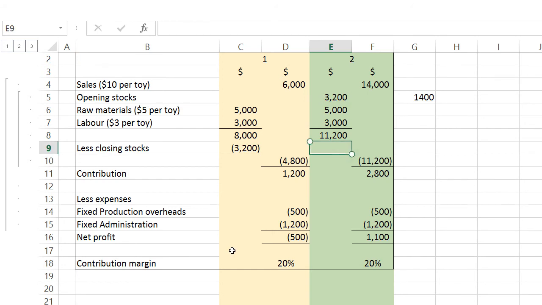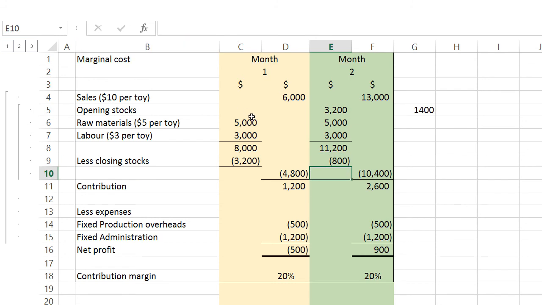Right, what happens if we have some closing stocks? Instead of selling 1,004, you sold 1,003. That means revenue will be 13,000, which will result in you having closing stock of 100, at how much each? $8 each if you're talking about the marginal cost method. So this results in you having contribution of 2006. Okay, net profit reduces to 900.